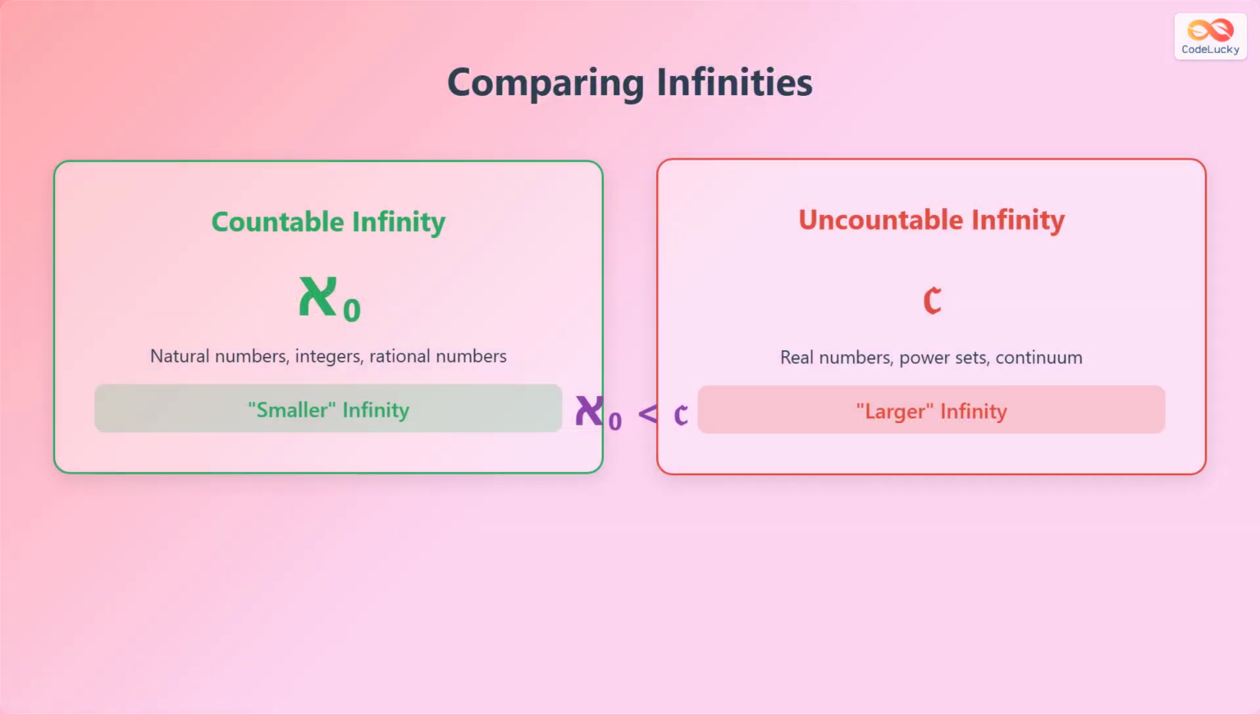Let us compare the infinities we've discussed so far. Countable infinity, represented by Aleph null, includes natural numbers, integers, and rational numbers. This is considered a smaller infinity. On the other hand, uncountable infinity, represented by the letter C, includes real numbers, power sets, and the continuum. This is a larger infinity. Therefore, Aleph null is less than C.